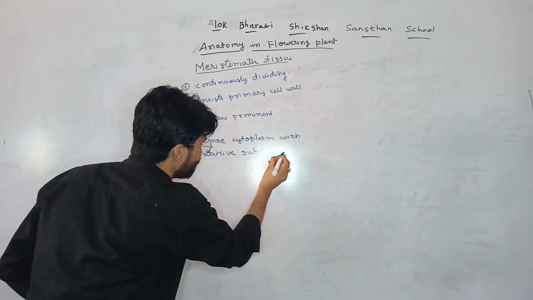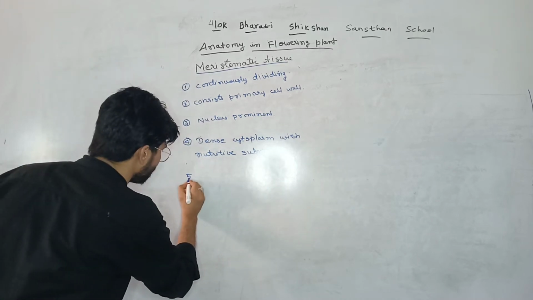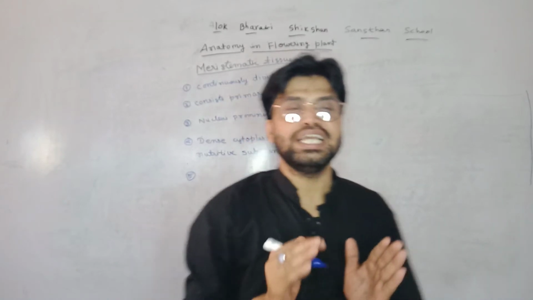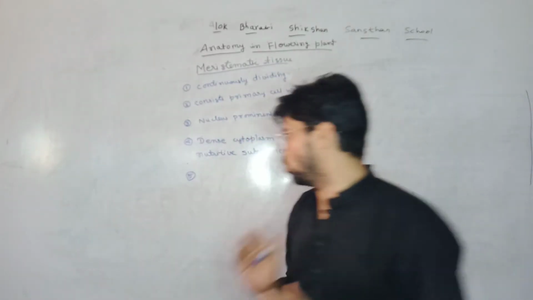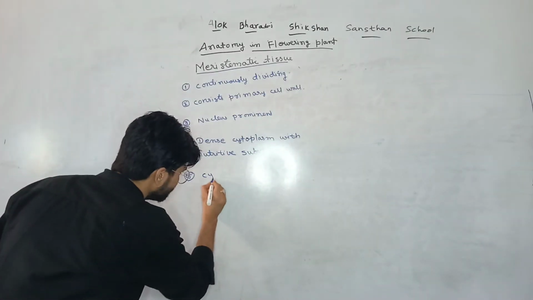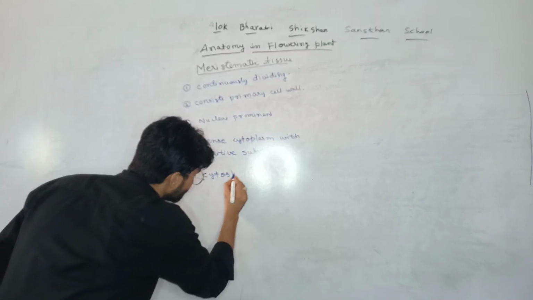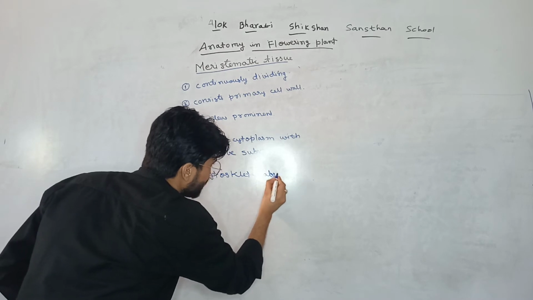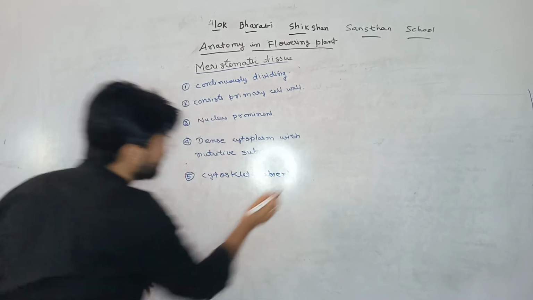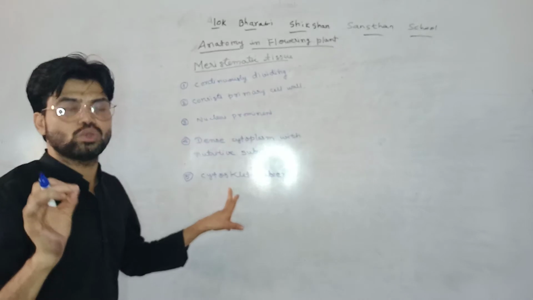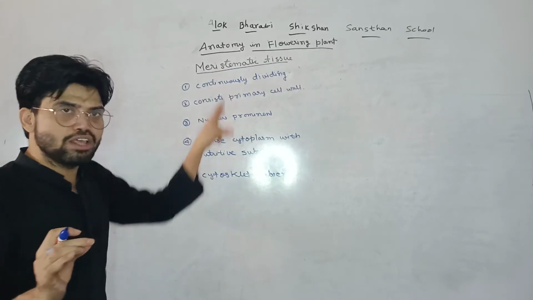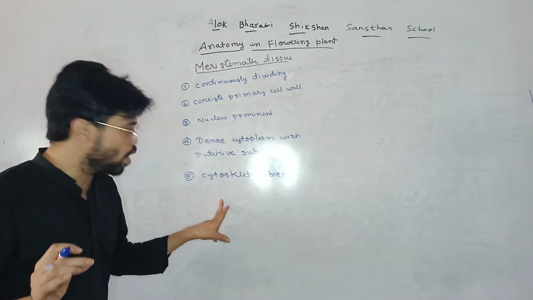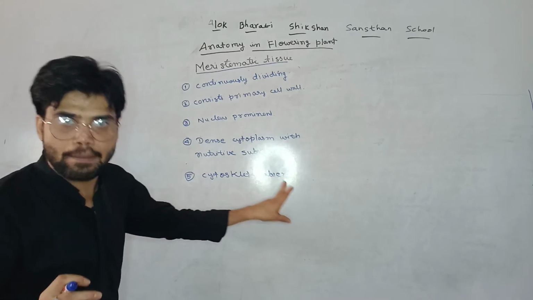After that, my dear students, point number 5 is that the cytoskeleton is absent in the meristematic tissue. So here I am writing absent. As we know, the cytoskeleton provides a framework to the cell, but this is a dividing tissue, so there is no need for a framework. So, cytoskeleton absent.